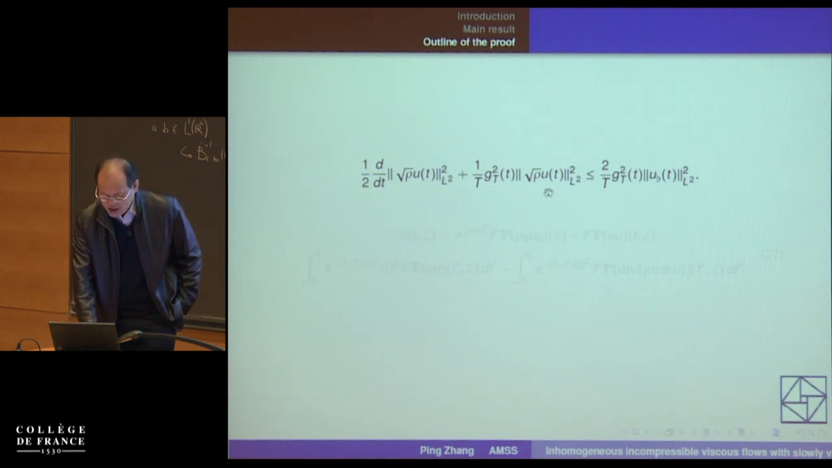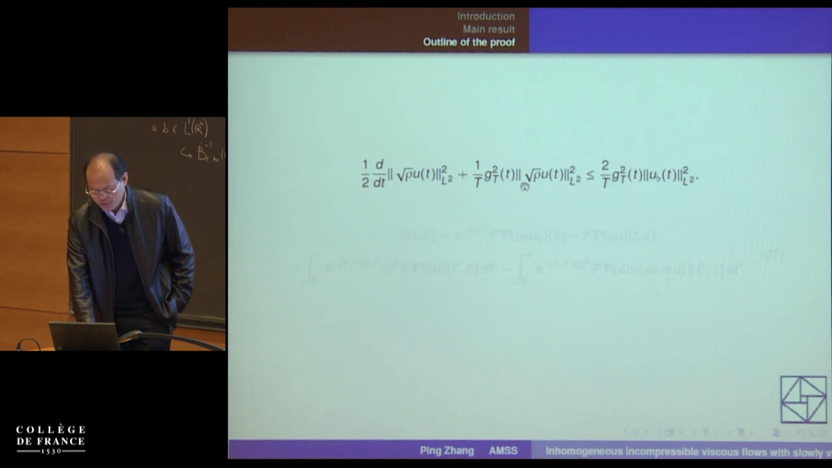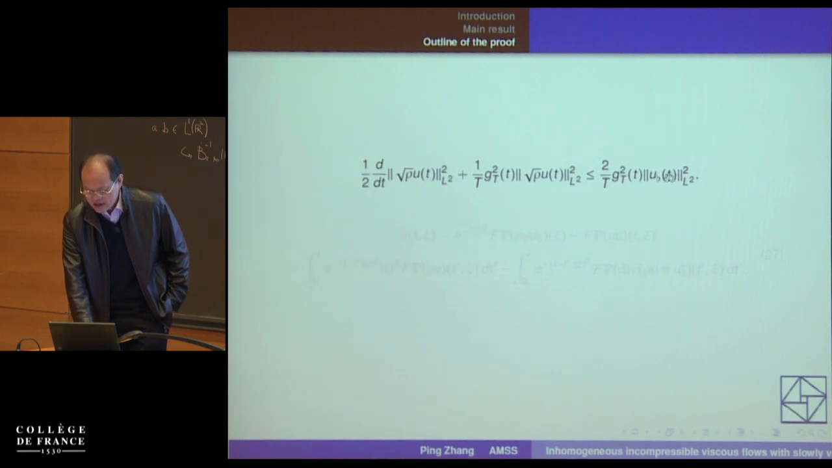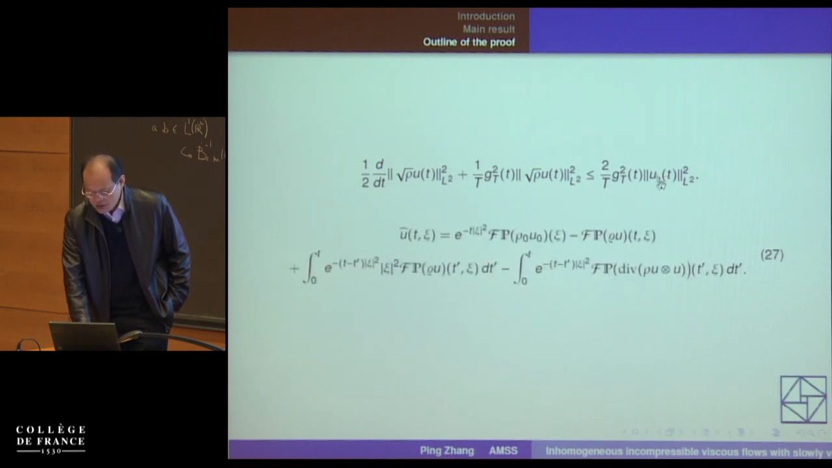The terms on the left-hand side create the decay for the L2 norm of the square root of rho times u. But this low frequency part seems to prevent this decay. So in order to get the optimal decay estimate, the main work lies in the estimate for the low frequency part. In order to do this, we introduce a completely new formulation for the 2D inhomogeneous Navier-Stokes system.